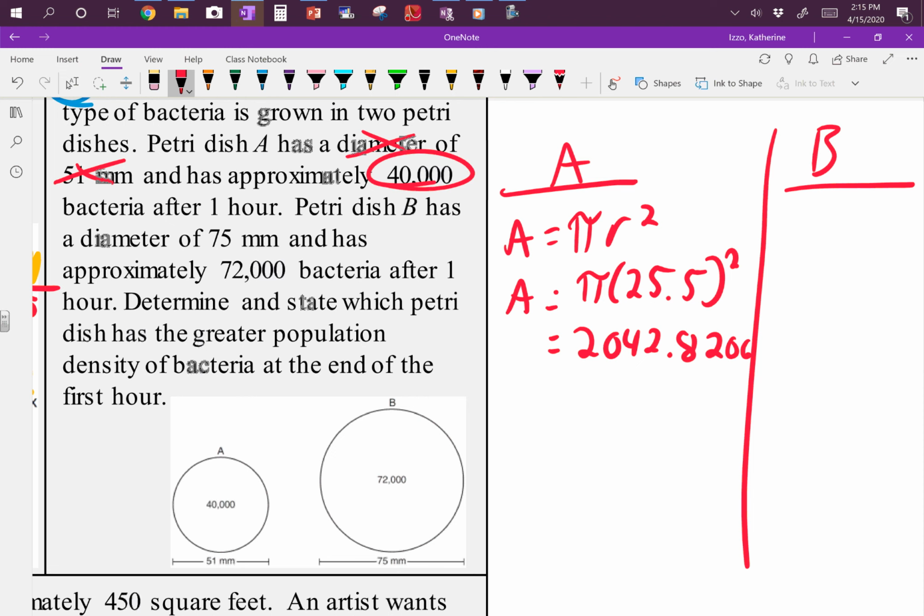So if we're cramming this many in, these bacteria are not social distancing. Let me just tell you that.